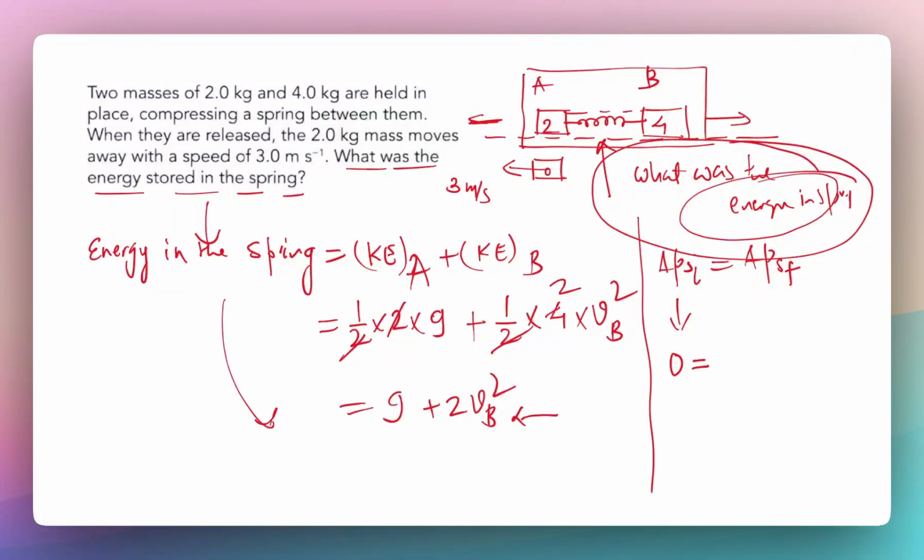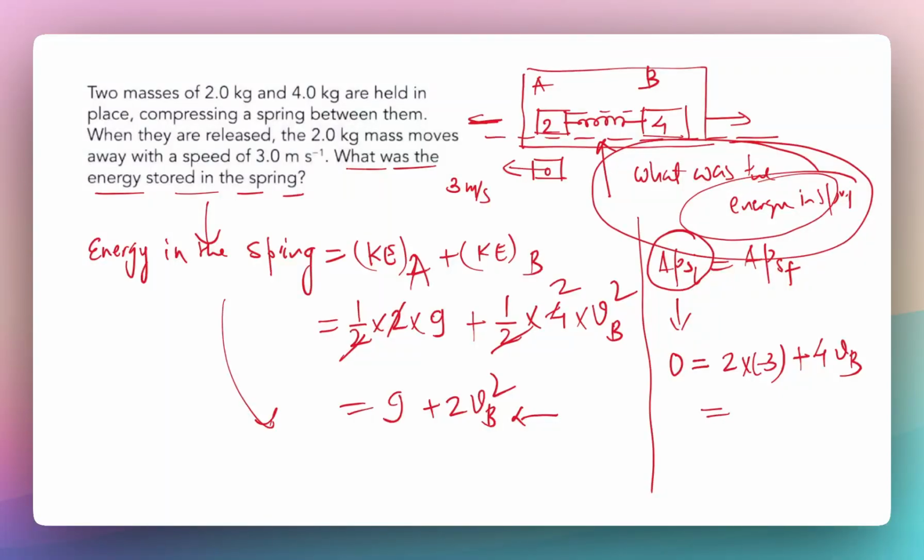So after the release, if we take the left side to be negative, we can simply say the momentum of this block A is going to be 2 into minus 3, which is towards the left, right? And then plus whatever with the speed of this block, so 4 into VB, okay? And this will be equal to the initial momentum, which means this will be equal to 0.